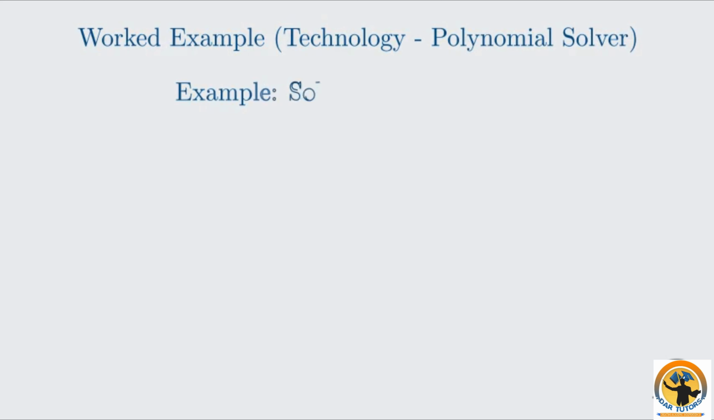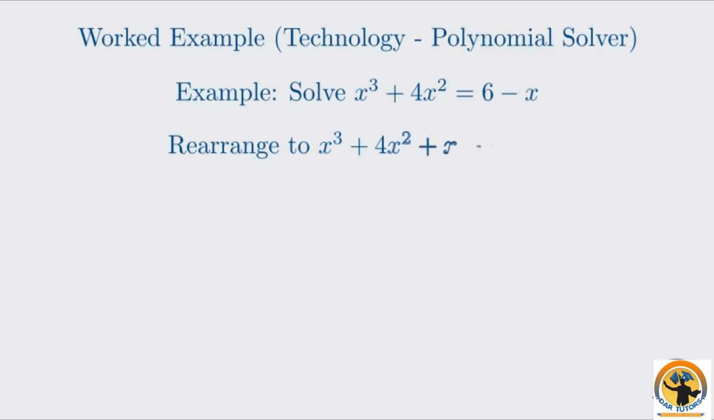Let's see the polynomial solver in action with a cubic equation. We'll solve x cubed plus 4x squared equals 6 minus x. First, we must rearrange the equation into standard polynomial form with one side equal to 0. Adding x and subtracting 6 from both sides gives us x cubed plus 4x squared plus x minus 6 equals 0. Now we identify the coefficients for our cubic solver.